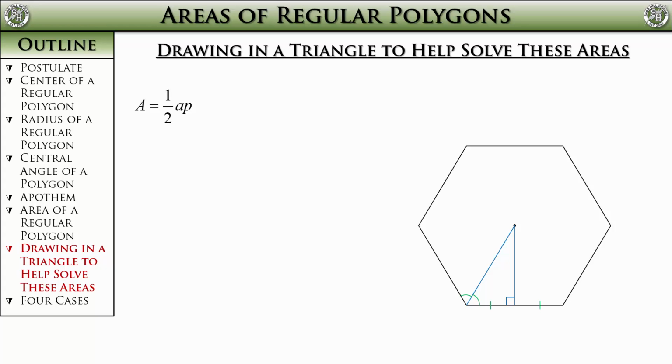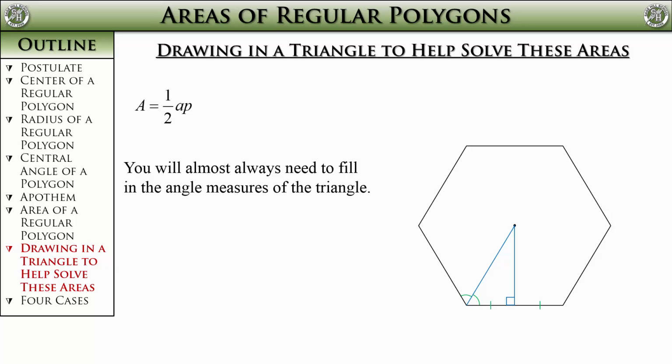We now have made a little triangle. This triangle is absolutely key to solving these types of problems. If you're going to be using 1/2 AP, you should immediately draw this little triangle in if it isn't already drawn in for you. It is the key to the problem. You'll almost always need to fill in the angle measures of the little triangle. We have one 90-degree angle from the apothem, but we need to find the other 2 measures.